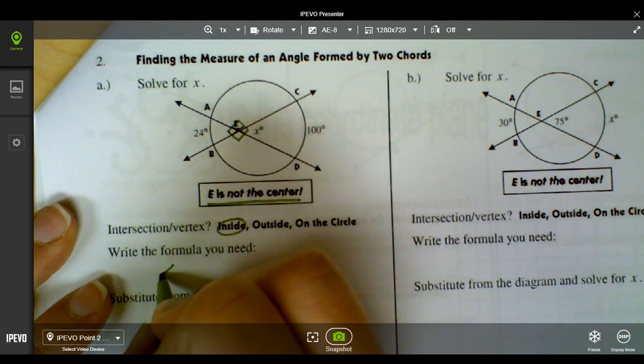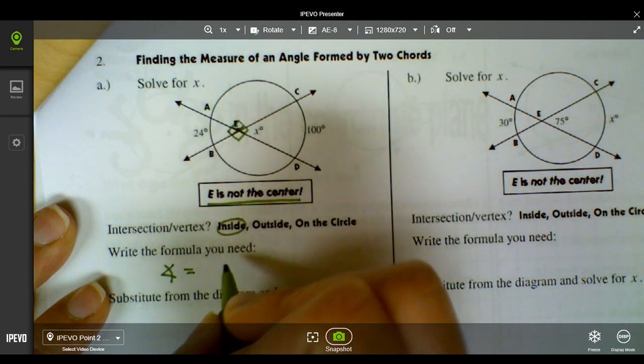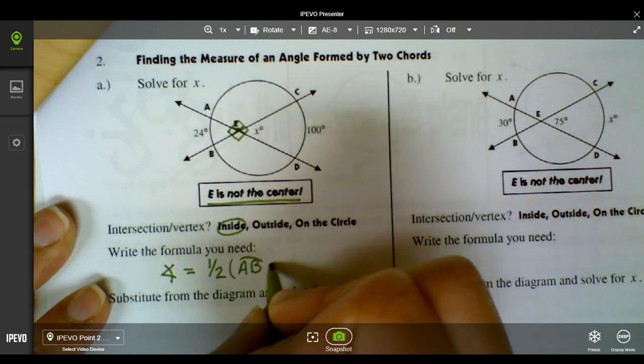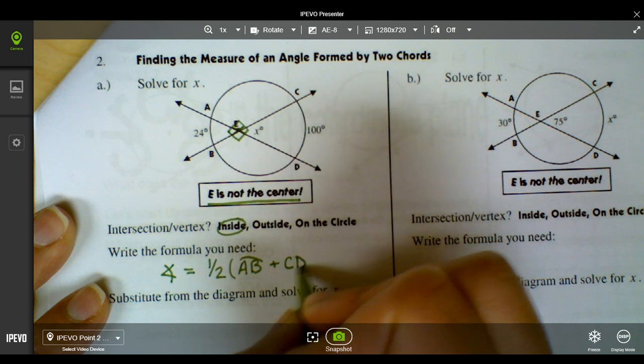So what is the formula that you're going to need? The angle is always going to equal 1/2 of the sum of the arcs. So arc AB plus arc CD.